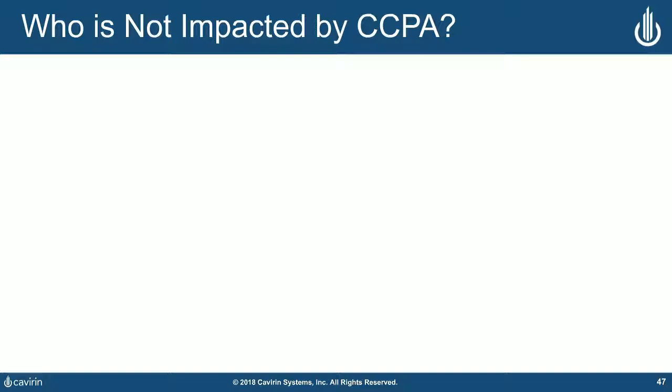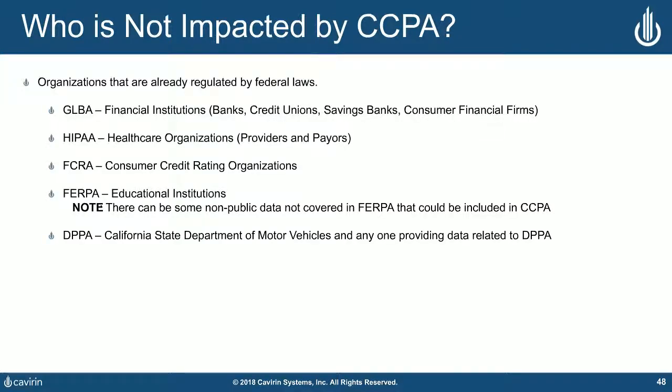So on the back of that, who's not impacted? As I indicated, and I alluded to that earlier, you have GLBA, which is the Gramm-Leach-Bliley Act, which covers financial institutions. So banks, credit unions, savings banks, consumer finance firms, HIPAA, which would be healthcare organizations, both providers, which are medical establishments that provide services to you, whether they be doctor's offices, x-ray firms, or blood drawing organizations, and the payers, the insurance carriers associated to that, and also, as I said, the consumer credit rating agencies, because they're covered under the Fair Credit Reporting Act, and educational institutions, and also the California State Department of Motor Vehicles, since they are covered under both the federal DPPA and also the California DPPA.